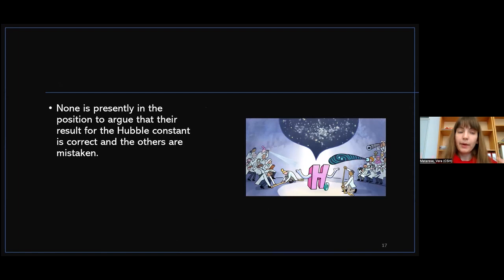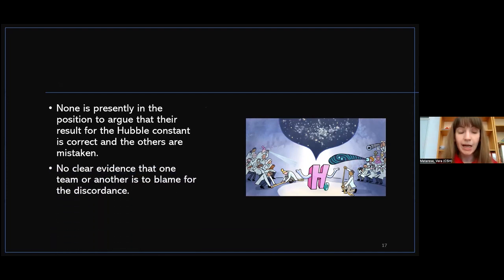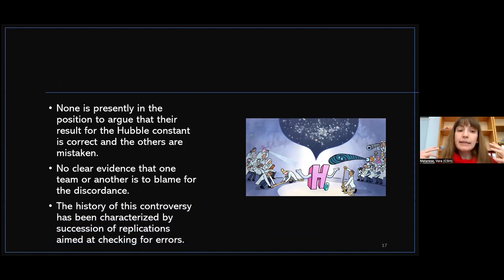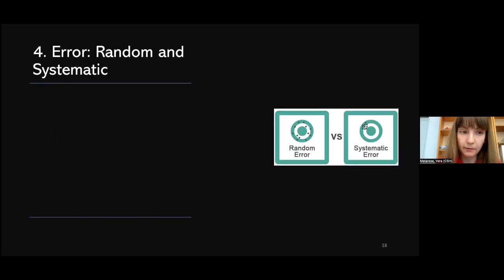So in our work, we assume that no program is presently in a position to argue that they have the right result and the others are wrong. And we also assume that there is no clear evidence that one team or another is to blame for the discordance. And this is what is generally thought among the community. And the reason why we want to look at the history of this controversy is because this history has been characterized by a succession of replication experiments aimed at checking for errors, aimed at resolving this controversy and checking which of the experiments is the one to blame.